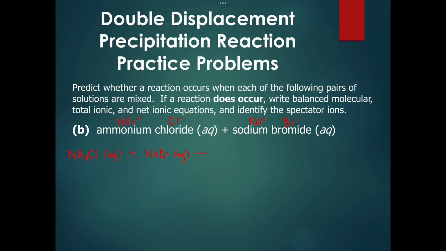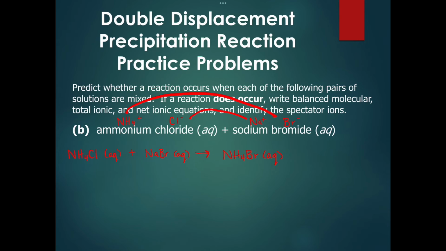Okay, so then our products, when we FOIL, are going to be ammonium bromide. So we're getting NH4Br because those are equal and opposite, and that's going to be aqueous because anything that contains ammonium is always aqueous.